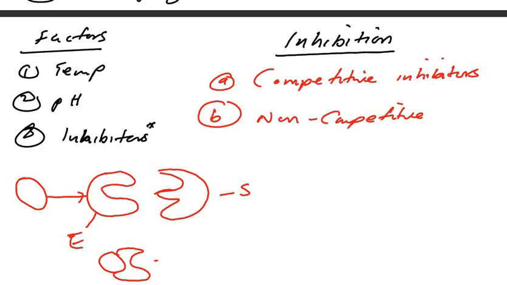Then we have what we call the uncompetitive inhibitor, C. This inhibitor binds to the enzyme and the substrate. The products leave the active site less easily, which slows the reaction. So the uncompetitive inhibitor is simply going to bond to the enzyme substrate complex.